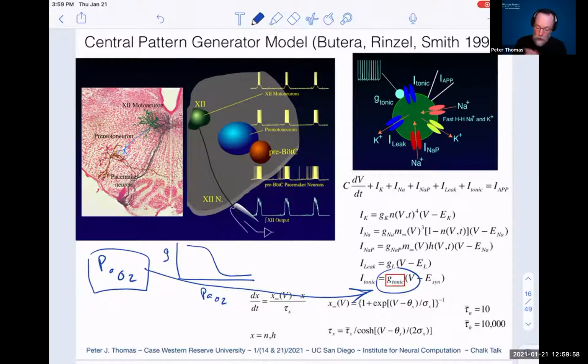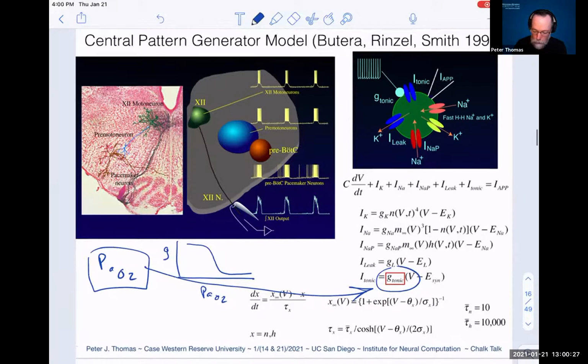So when the oxygen level is low, the conductance is high, and it's going to support bursting or spiking. And then as the oxygen concentration goes up, the conductance drops gradually. And if it drops down again, then it goes back up again. So there's a monotonically decreasing relationship between the strength of the drive and the O2 level in the blood.